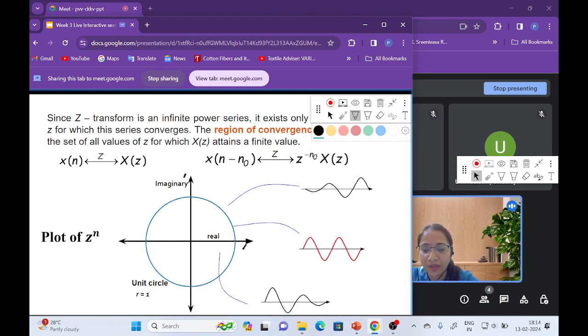This is a plot of the z plane, where this is the real axis and this one is the imaginary axis, and this circle represents the unit circle where r is equal to 1. This is the magnitude. If poles are outside the unit circle, the system is called an unstable system. If poles are on the unit circle, then it is an oscillatory function like this. If poles are inside the unit circle, then it is a stable system that will converge at the end.